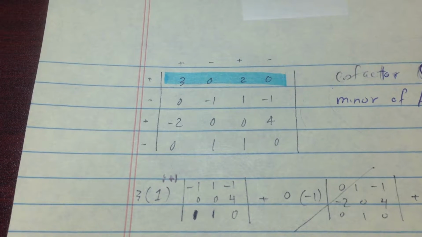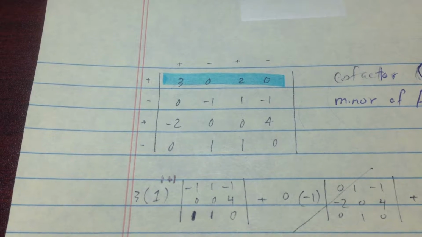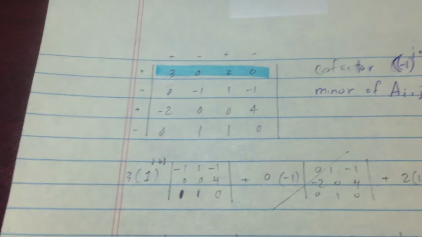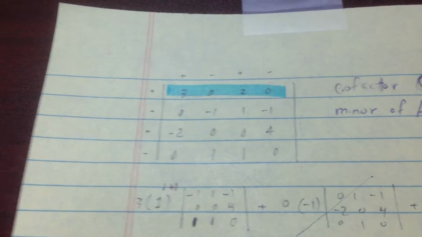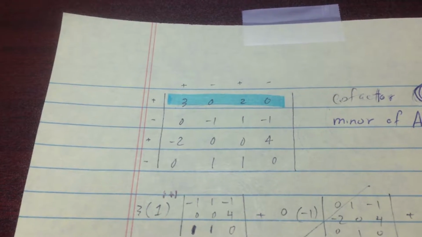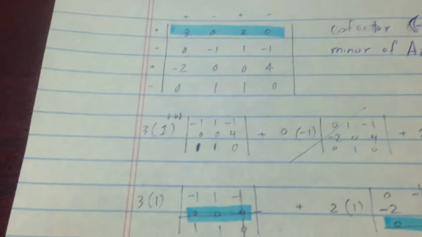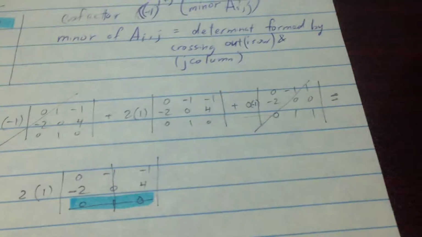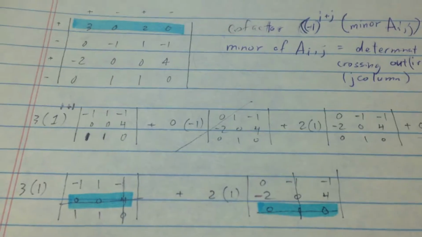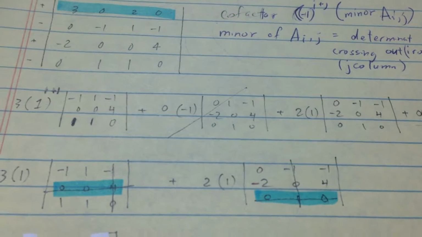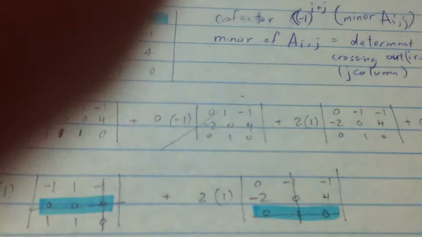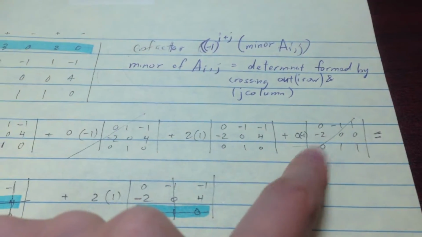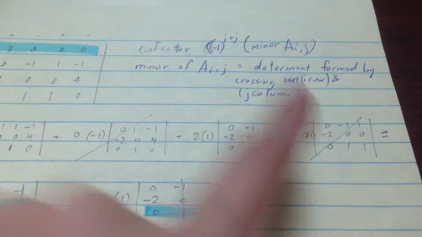Multiply each term by its cofactor, and then add all the products of those terms and their cofactors together in order to find the answer. In this case, I chose the row highlighted in blue. I had 3 times its cofactor, then 0 times its cofactor, then 2 times its cofactor, and so on and so forth. Because anything times 0 equals 0, there is no point in finding the cofactor of this part of the calculation and this part of the calculation. So I just cross it out.